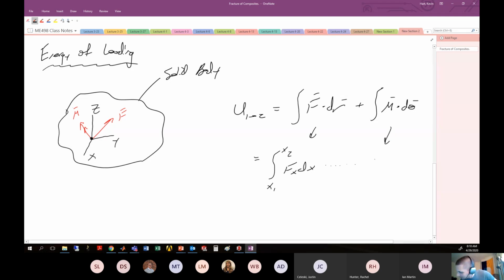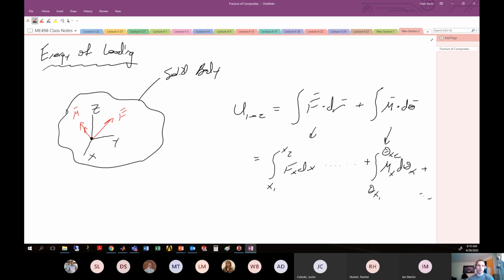And then this expands out to a similar idea, m_x dθ_x from θ_x1 to θ_x2 plus dot dot dot. The idea here is that the work that is done is the force integrated over the path. Hopefully this is something you've seen before and should be pretty well understood at this point. So this is the work that we apply to a piece. That's our definition for the work done that's applied.